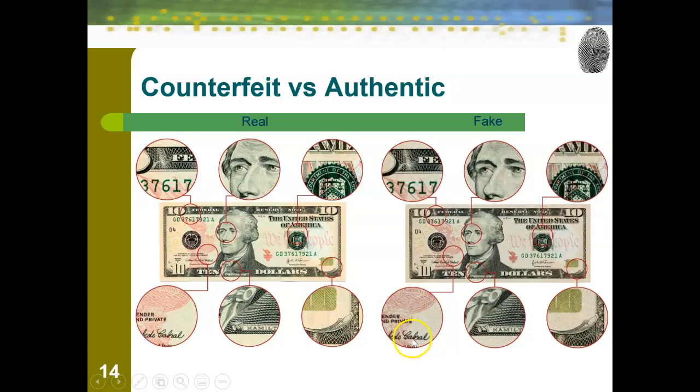This signature looks a little fuzzy, while this signature is very crisp. This writing is very crisp, this writing is a little fuzzy. So while they were able to successfully duplicate all of the features very well, they lost the clarity slightly in the counterfeiting process, alluding to them being a fake.